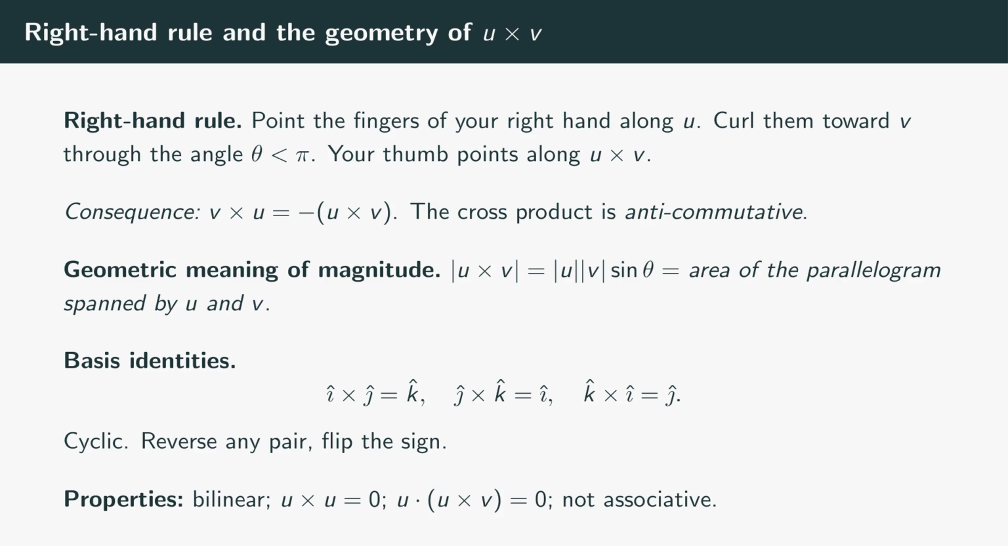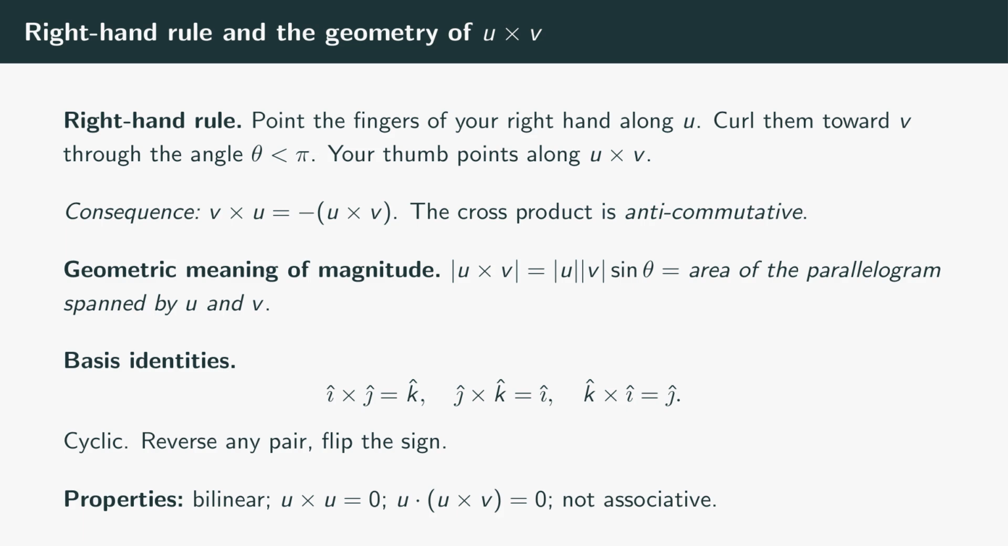The magnitude has a clean geometric meaning. The magnitude of u times the magnitude of v times sine theta is the area of the parallelogram spanned by u and v. Take the magnitude of v as the base. The perpendicular height from the tip of u is the magnitude of u times sine theta. Area equals base times height. So the cross product produces a vector whose length encodes an area and whose direction encodes the orientation of that parallelogram.